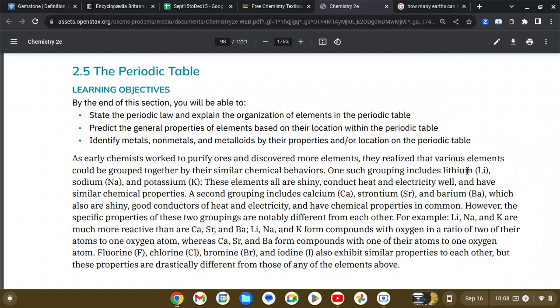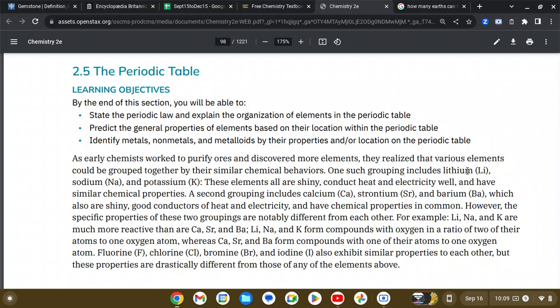Let's restart this again. As early chemists worked to purify ores and discovered more elements, they realized that various elements could be grouped together by their similar chemical behaviors. One such grouping includes lithium, sodium, and potassium. These elements are all shiny, conduct heat and electricity well, and have similar chemical properties. A second grouping includes calcium, strontium, and barium, which are also shiny, good conductors of heat and electricity, and have chemical properties in common. However, the specific properties of these groupings are notably different from each other. For example, lithium, sodium, and potassium are much more reactive than are calcium, strontium, and barium.